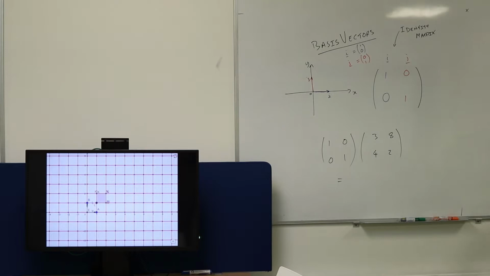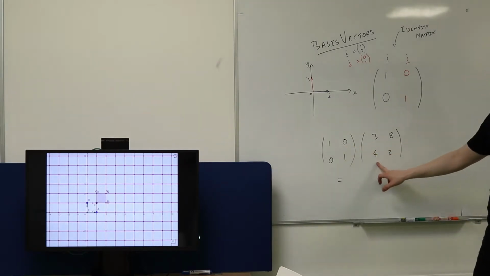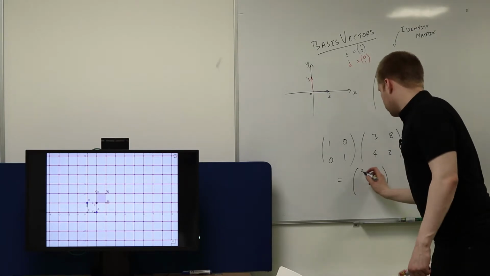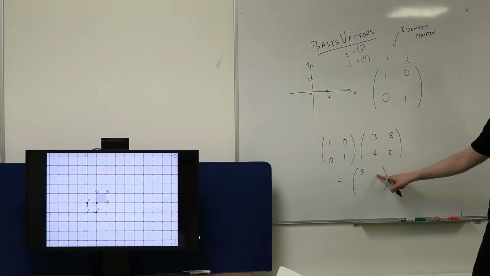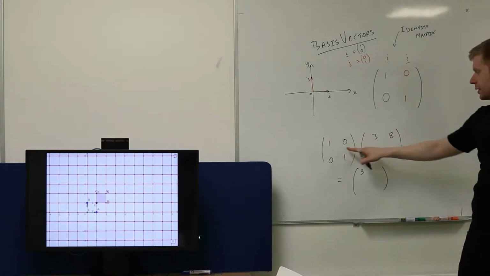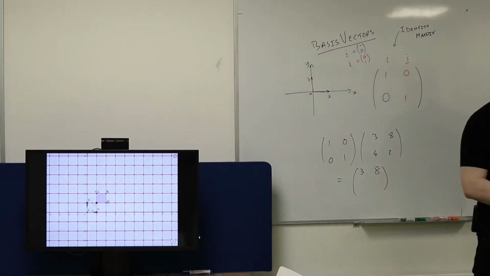What do you get if you multiply these two matrices together? So I get 1 times 3 plus 0 times 4. So I get 3 here, okay? And then this element here would be first row, second column. First row, second column. So 1 times 8 plus 0 times 2 is 8.